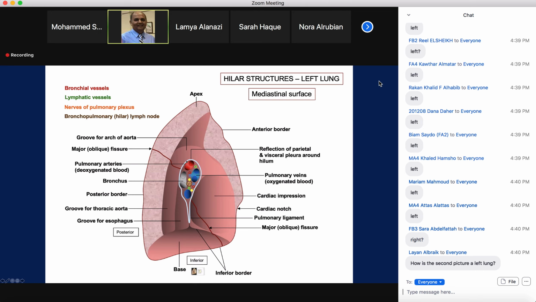Look at this gray thing. That is what? That is the pulmonary ligament. And this is my parietal peritoneum. Oh, sorry, parietal what? Pleura. And inside that, it will be visceral. And this is the bare area of my lung.